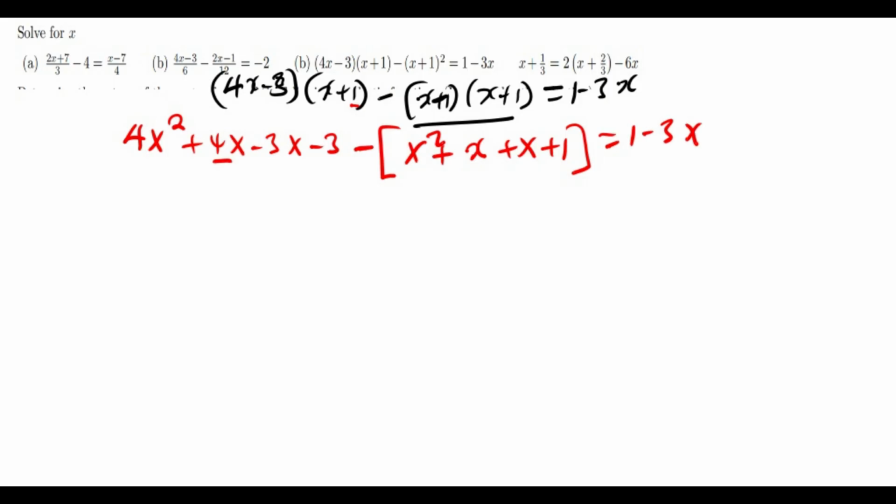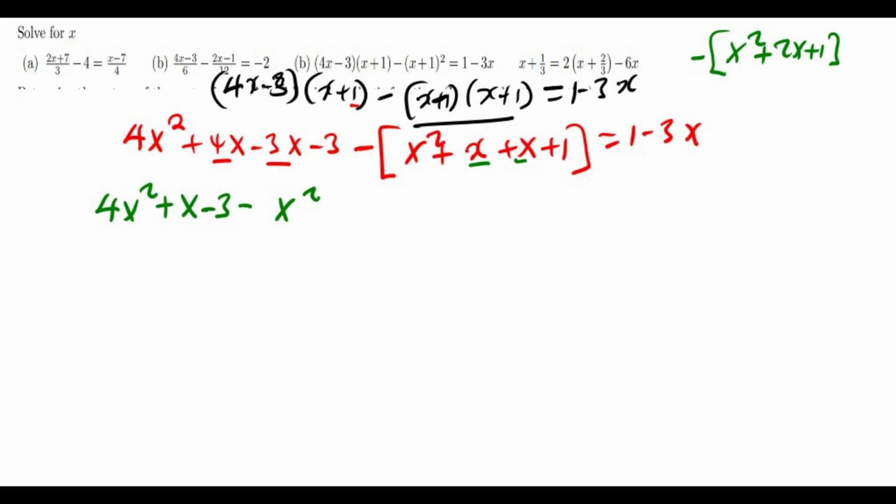So now these two can be added. So therefore I'll remain with x squared. These two I'll have x minus 3. Now remember, here inside here, what I'm going to do now, I'm going to open the brackets. But if I add this and this, it's going to be x squared. Now it's more like I have this x squared plus 2x plus 1, like that. So now I'm opening the bracket. So the negative is going to affect everything. That becomes this, minus 1, like that. Then this should be equal to 1 minus 3x.